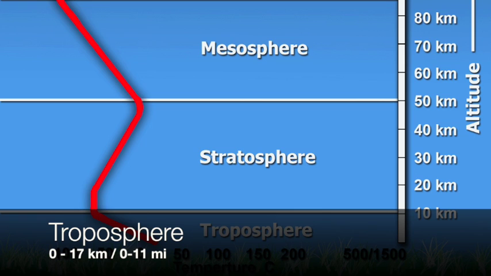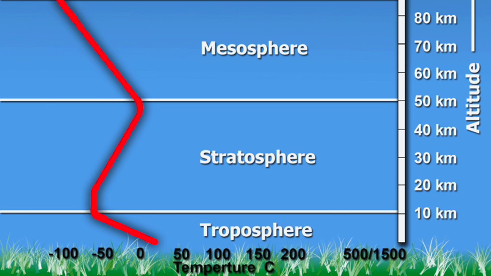can live where. The troposphere ranges from sea level, which is 0 kilometers above Earth, to 17 kilometers above Earth, or, since we live in the good old US of A, that's 11 miles.